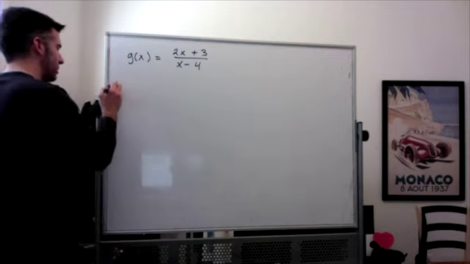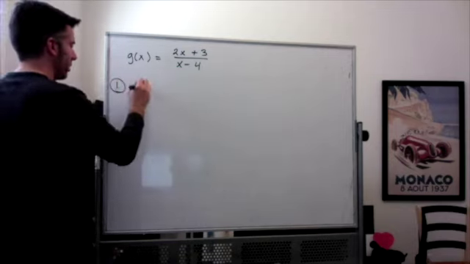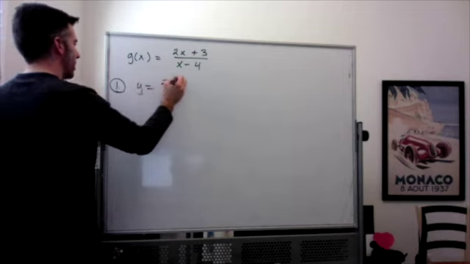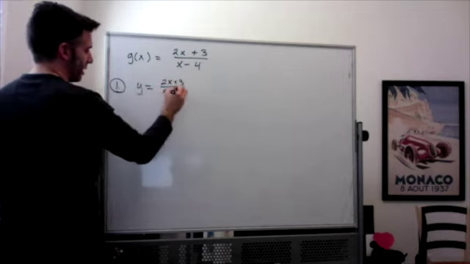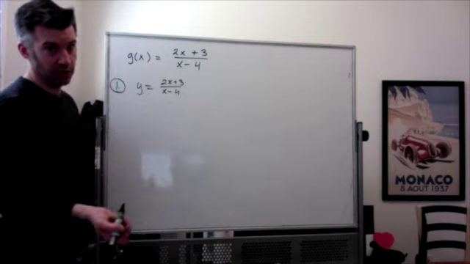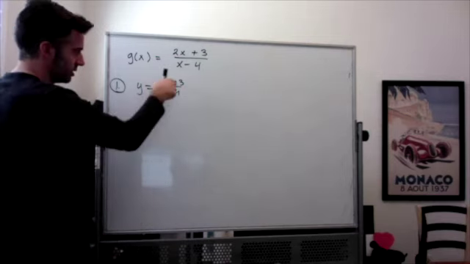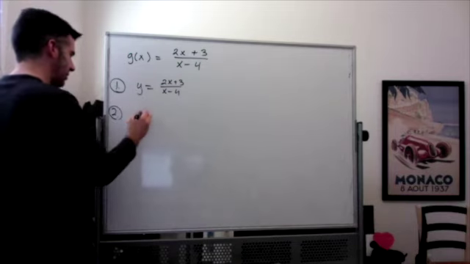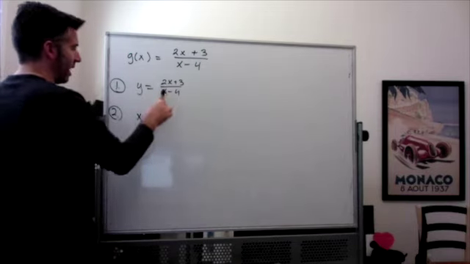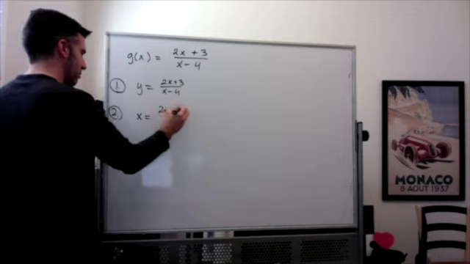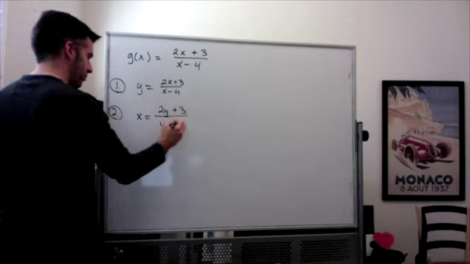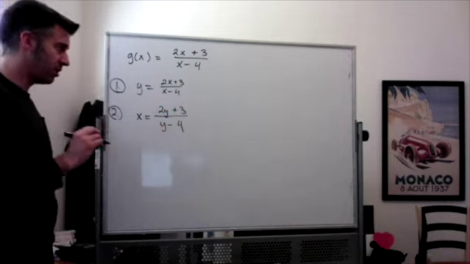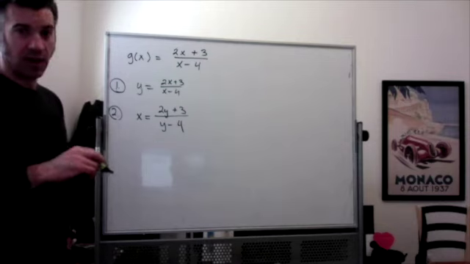Still the same process. So step 1, we're going to write it as y equal to 2x plus 3 over x minus 4. You could probably skip step 1 and jump straight to writing x equal to 2y plus 3 over y minus 4. So y becomes x, and every x becomes a y. So x equals 2y plus 3 over y minus 4. And now we have to solve for y.